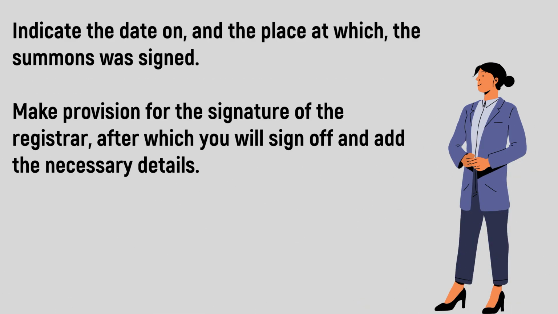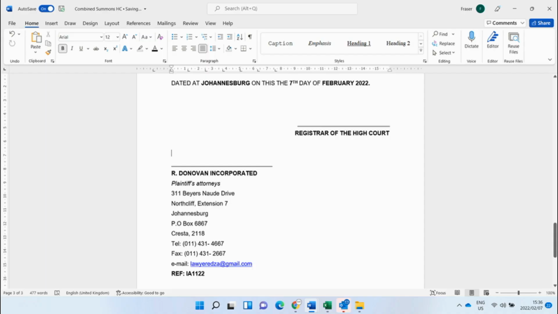Indicate the date on and the place at which the summons was signed. We then need to make provision for the signature of the registrar, after which you will sign off and add the necessary details. The signing off step will look as follows.